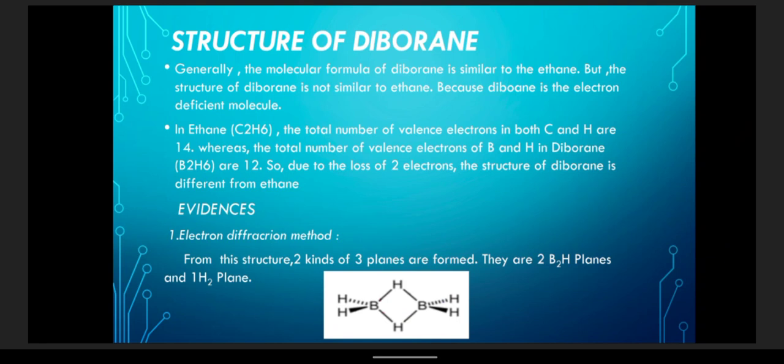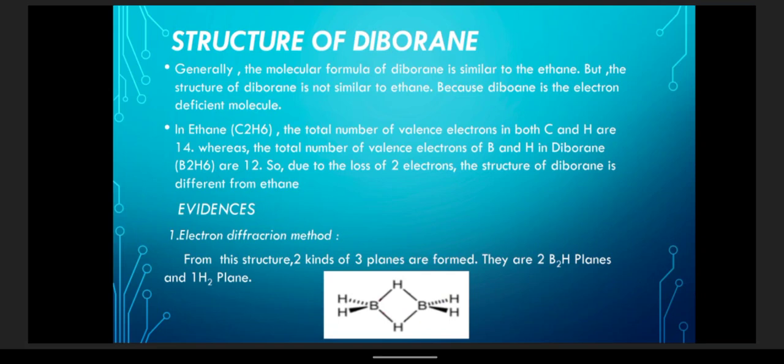Structure of diborane. Generally, the molecular formula of diborane is very similar to ethane, but the structure of diborane is not similar to ethane because diborane is an electron deficient molecule. Here, diborane B2H6 is very similar to ethane C2H6. In ethane, the total number of valence electrons in both carbon and hydrogen is 14, whereas the total number of valence electrons in boron and hydrogen in diborane is 12. So, due to the loss of 2 electrons, the structure of diborane is different from ethane.